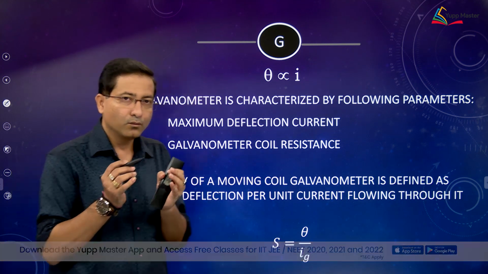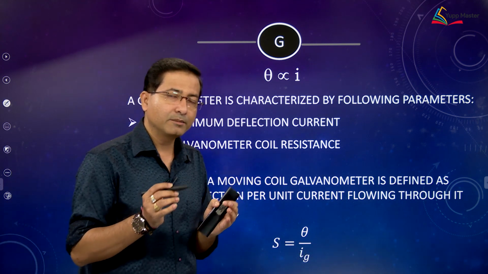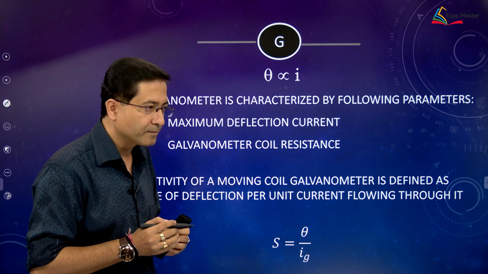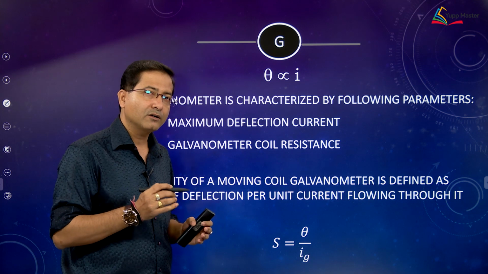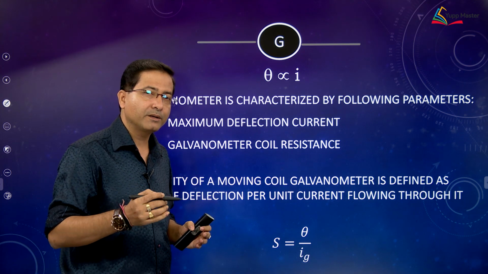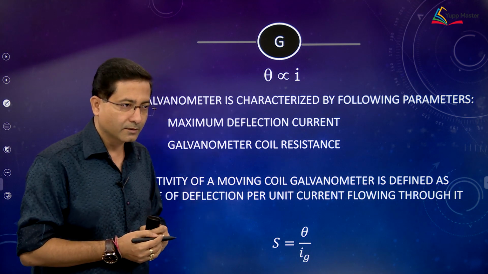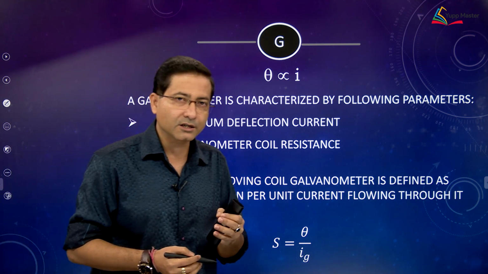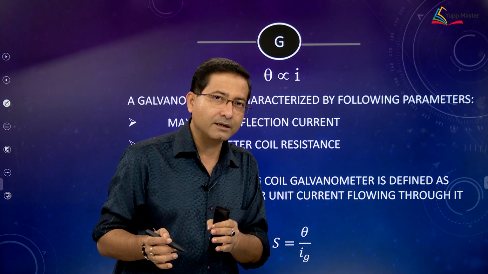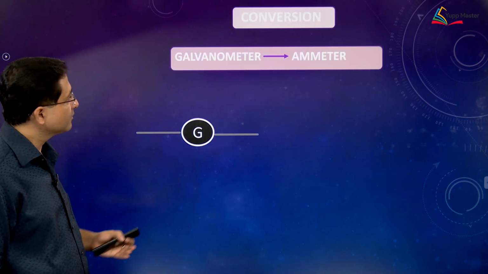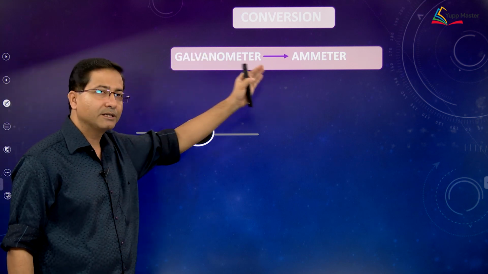Now with the help of a galvanometer you can measure current in the range of microamperes or milliamperes. If you want to measure current in the range of amperes, say 1 ampere, 5 ampere, 10 ampere, then we have to modify the instrument, and with the help of modification we can convert that galvanometer to an ammeter. So how those conversions are done, let's see. Let's first convert the galvanometer to an ammeter.